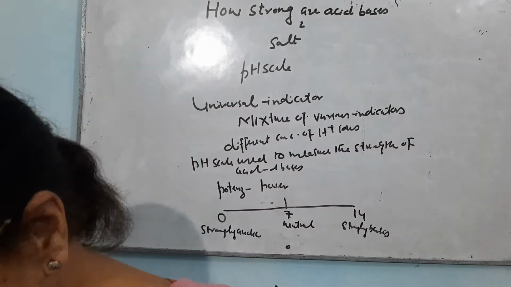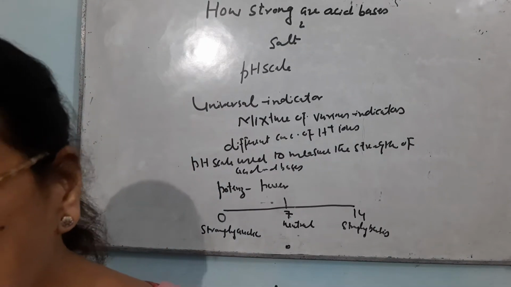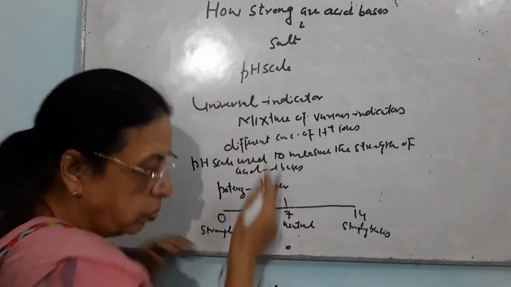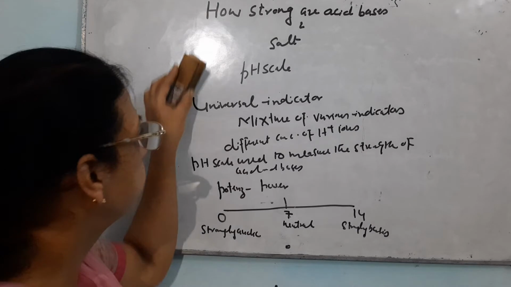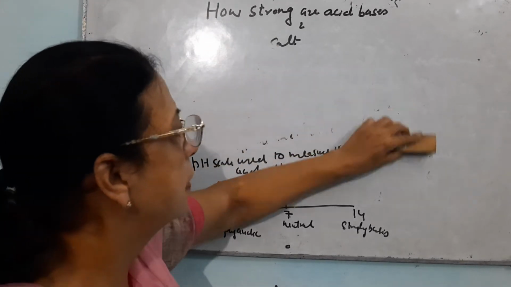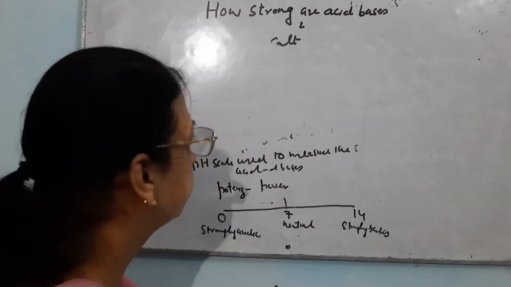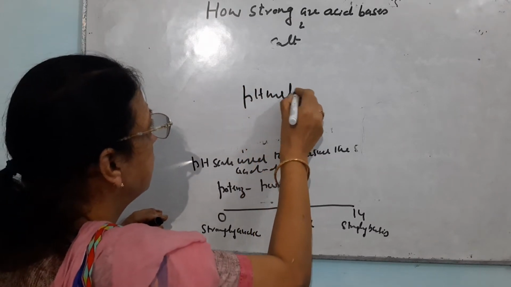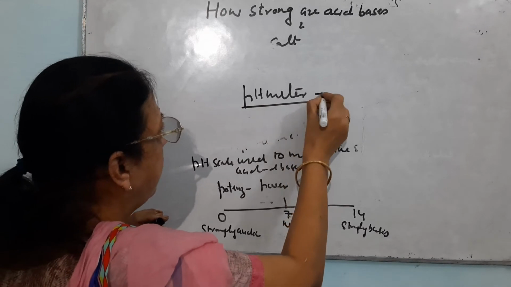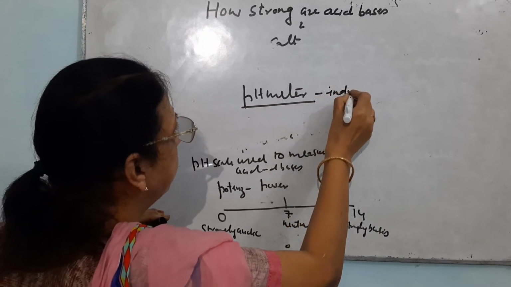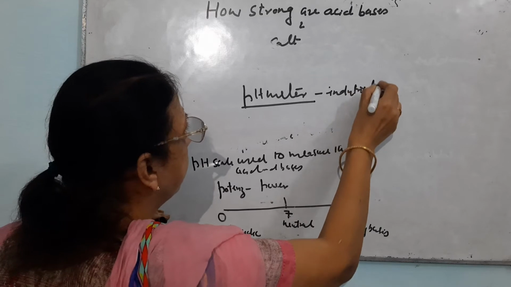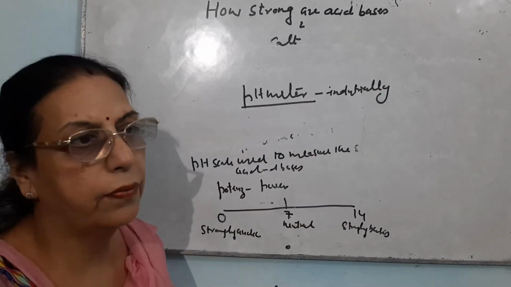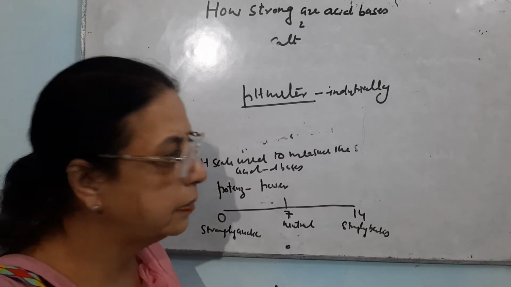Now, there is one more method to measure pH, that is the use of a pH meter. The pH meter is used to measure the pH. Actually, industrially, this pH meter is used. It is not given much in your syllabus.